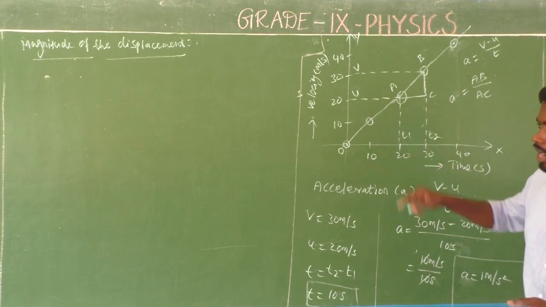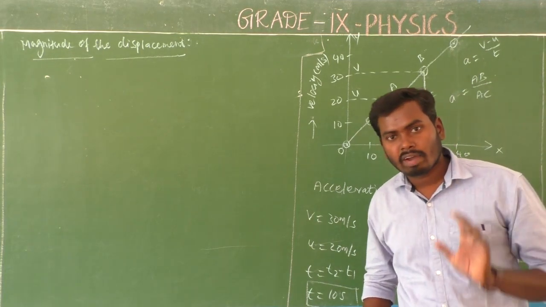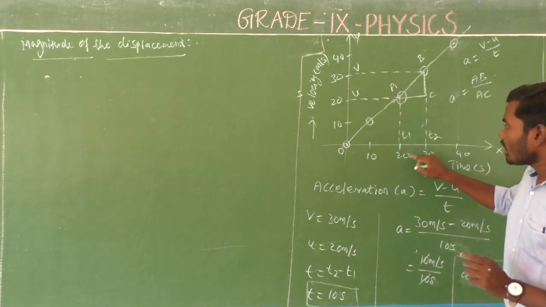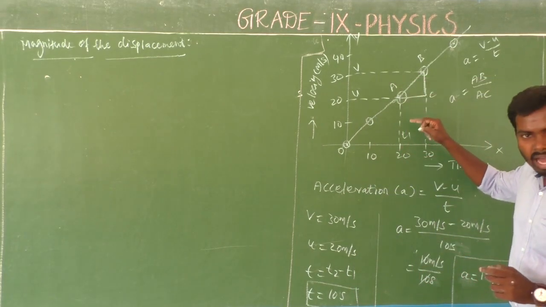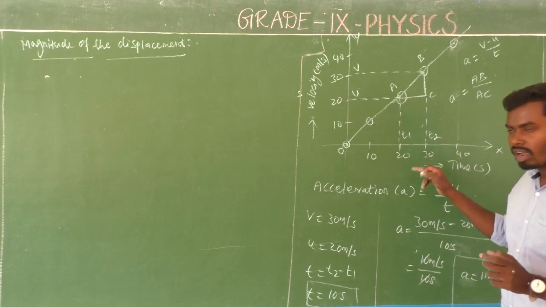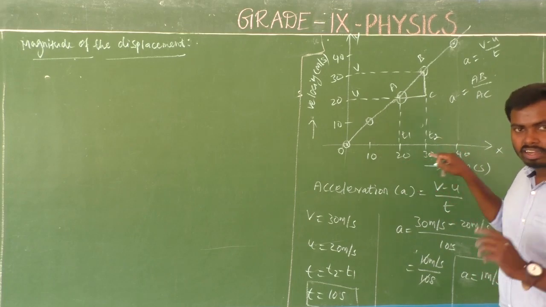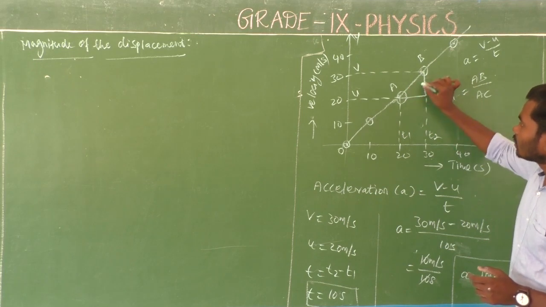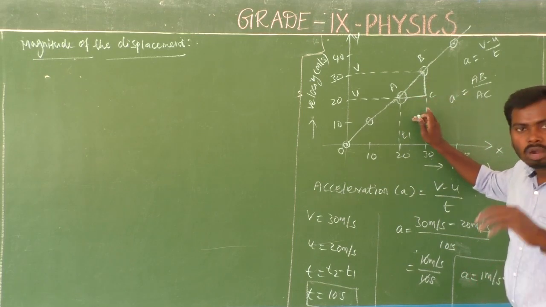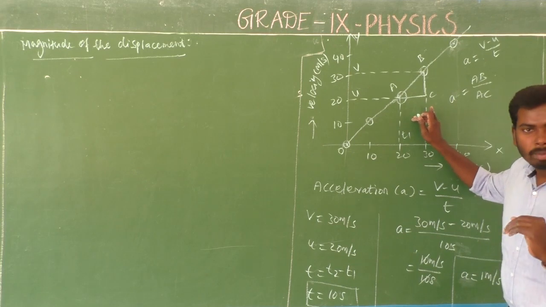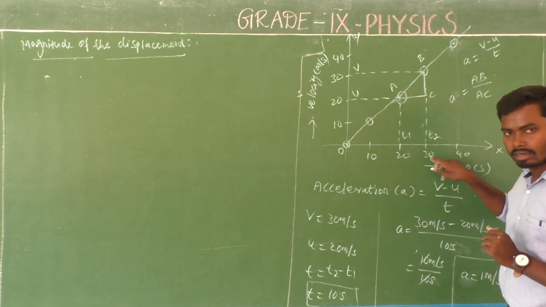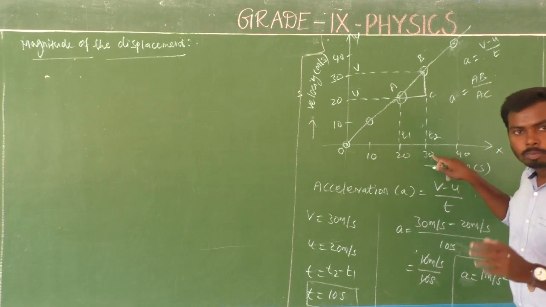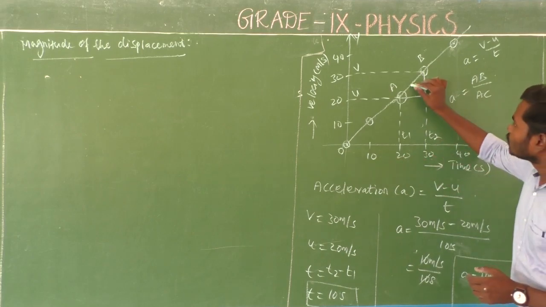Okay, so with the help of this velocity time graph, we can also find out the magnitude of the displacement. Is it clear? Here, what is the magnitude of the displacement covered by the object in a particular interval of time? Which means during 20 second and 30 second, this area fully is the displacement covered by the object. Is it clear?